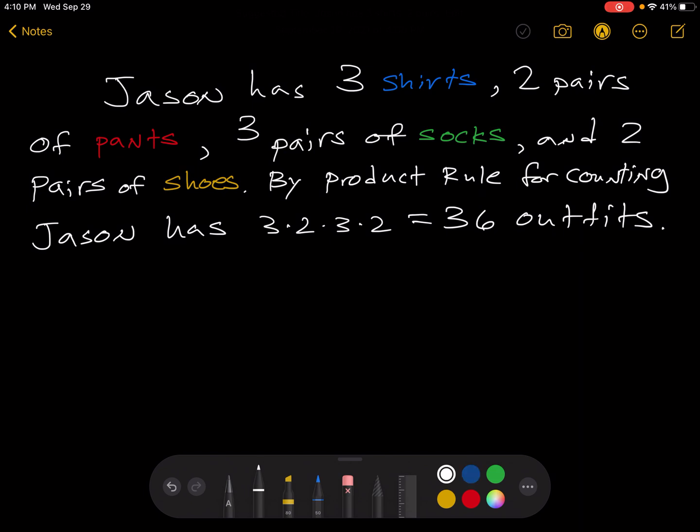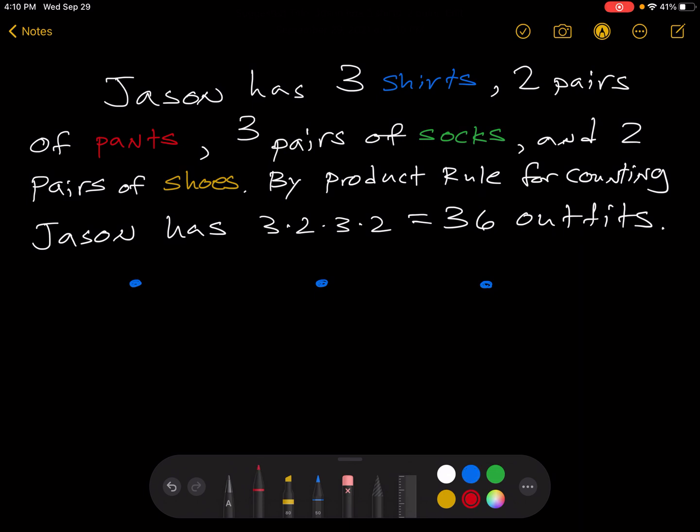So the best way to see this, in my opinion, is with a tree. And so I'll start by drawing a forest, and then I'll connect them together to make a tree at the end. So I have 3 shirts to choose from. And notice that I have shirts written in blue, pants in red, socks in green, and shoes in yellow. I'll use those for our vertices in our graph. So let's start with 3 shirts. Here's 1, 2, 3 shirts. So these are the 3 shirts I have to choose from.